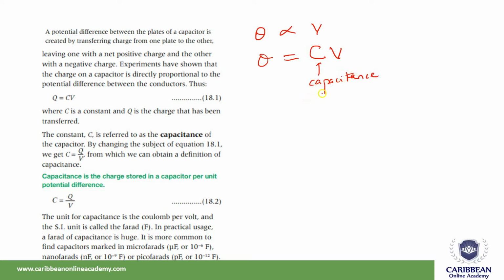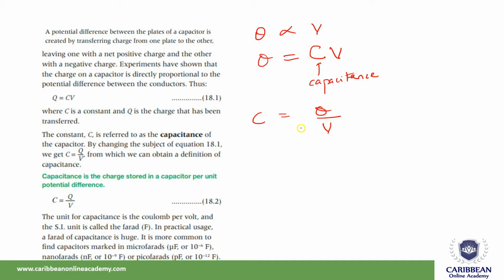Okay? And the capacitance tells us, from an equation standpoint, that the capacitance C is equal to the charge stored per unit potential difference. So if you're ever asked to define the capacitance, you have to define it from the standpoint to say it's the amount of charge that is stored in a capacitor per unit potential difference.